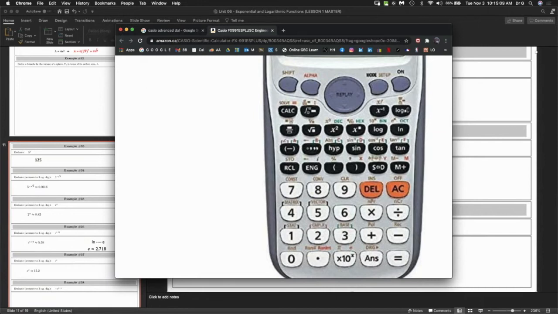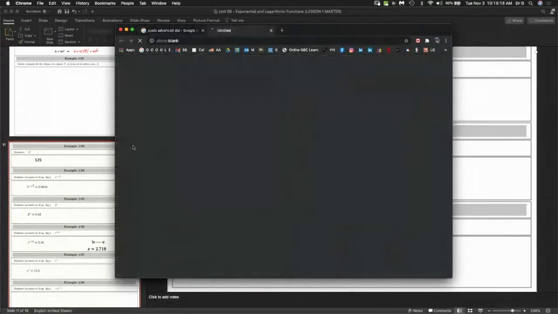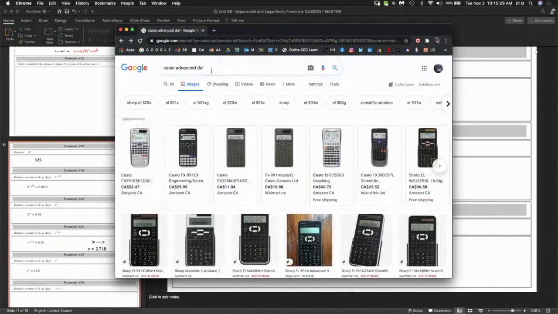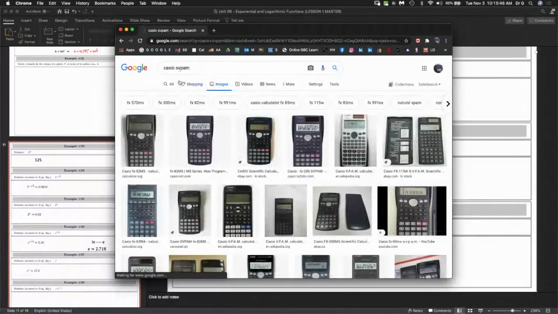Which calculator are you using, Jordan? Tell me which calculator, because I can't help you otherwise. Casio. Which Casio? This one? Which Casio? What's the model? Jordan? Which one? This one?